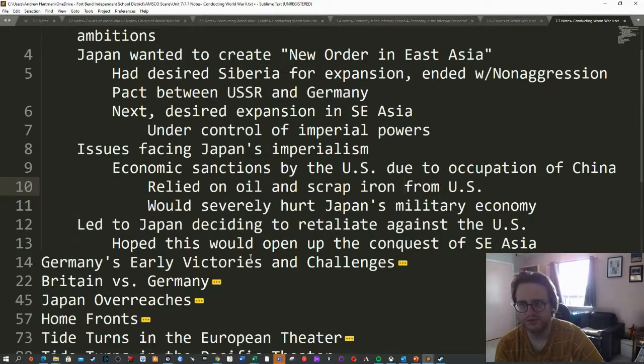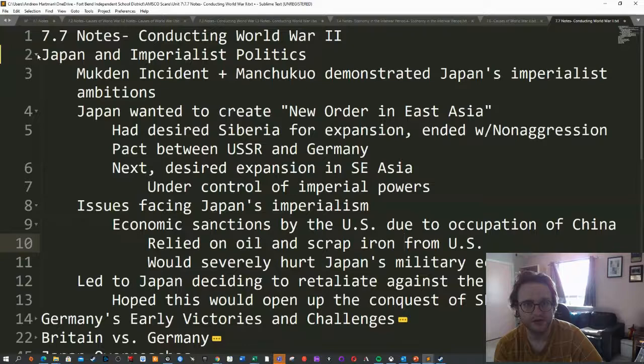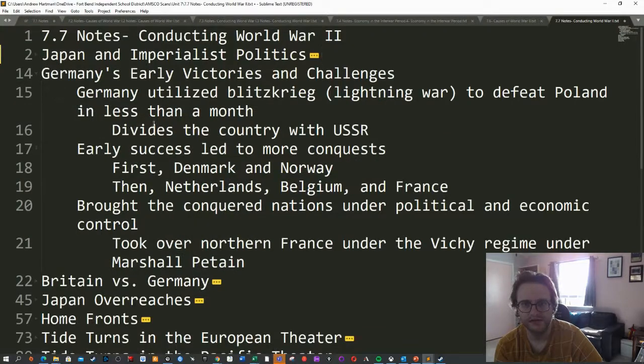And so this leads to Japan deciding that retaliation is the best idea against the United States, hoping that taking out the Pacific fleets of an isolationist America would lead to that country coming to peace talks, right? Not necessarily interested in fighting the war. Turns out they were very wrong, but that's for a little bit later.